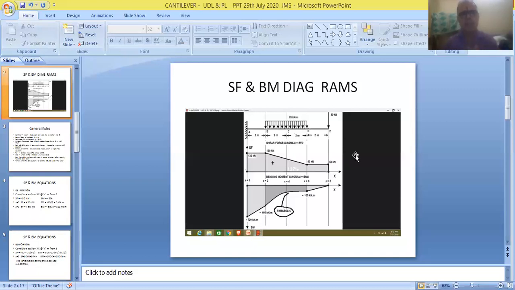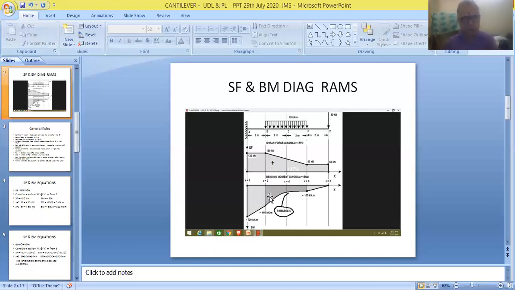So for writing SF and BM equations for these portions, we have taken the limits for all these regions, and we have measured the values of shear forces and bending moments. Take all the values of shear forces and prepare this diagram. That's called as a shear force diagram. Take all the values of bending moments and prepare this diagram. It is called as a bending moment diagram.